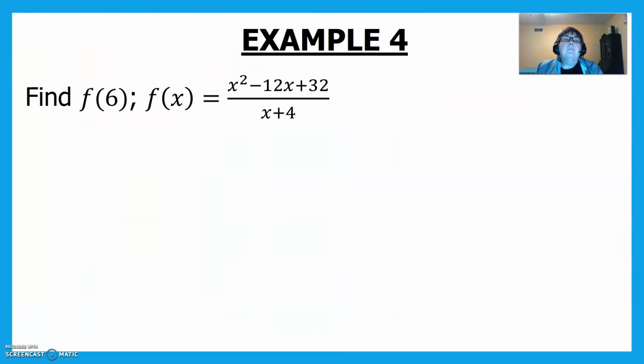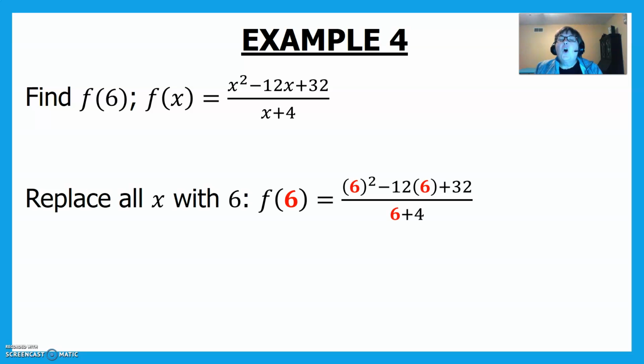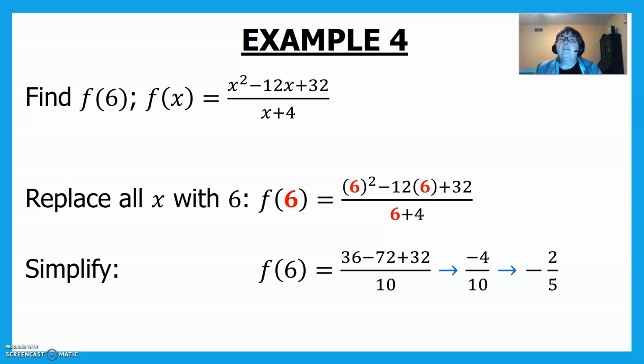And example 4. Find f of 6 if f of x equals x squared minus 12x plus 32 over x plus 4. Again, I'm going to replace all the x with 6. I'm going to find f of 6, and that's going to equal 6 squared minus 12 times 6 plus 32 over 6 plus 4. I work out the math. I let the calculator do that for me. 6 squared is 36. 12 times 6 is 72, so 36 minus 72 plus 32. And on the bottom, 6 plus 4 is 10.